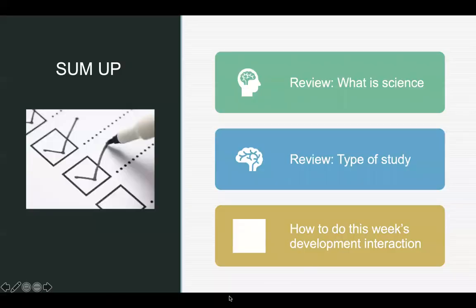Okay, so summing up what we just talked about, we reviewed what is science, what is the type of study you're using, frequency, association, or causal, and then we talked about how to do this week's development interaction.